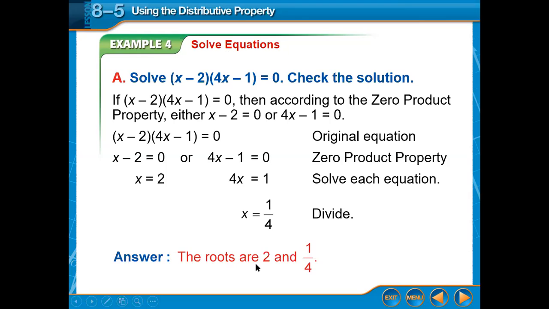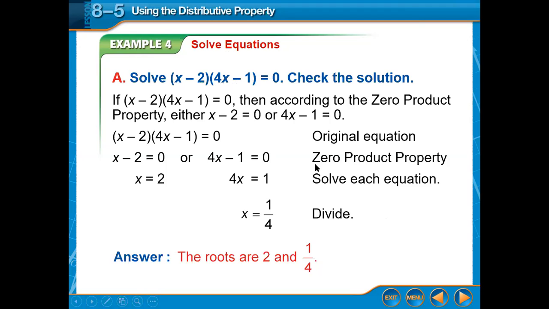Let's go back real fast and check it. If I put 2 back into this first parentheses, 2 minus 2 is 0. There's your 0. If I put 2 into this parentheses also, 4 times 2 minus 1 is 7. Well, that's not 0, but it doesn't matter because 0 times 7 is 0. And vice versa, if I put that 1/4 back in, 1/4 will make this parentheses 0, not that one, but you only need one to equal 0.